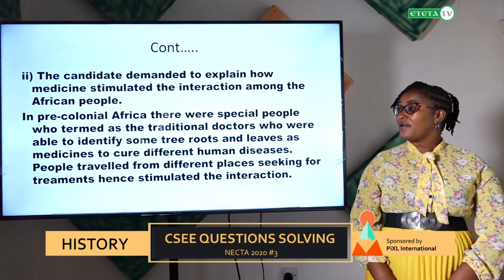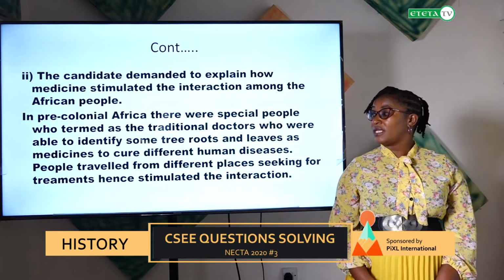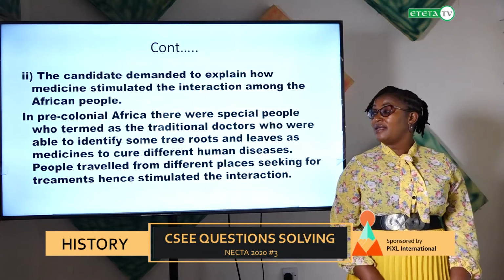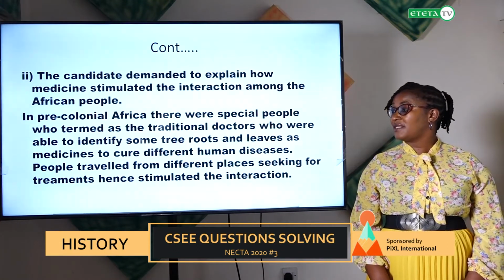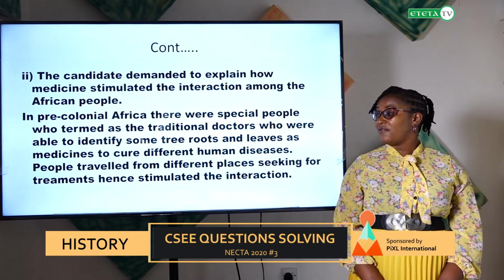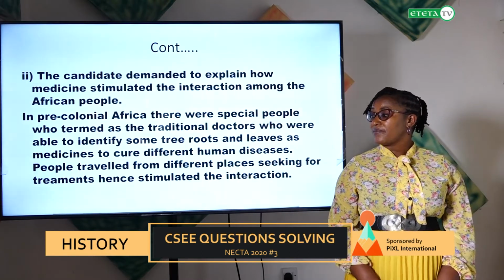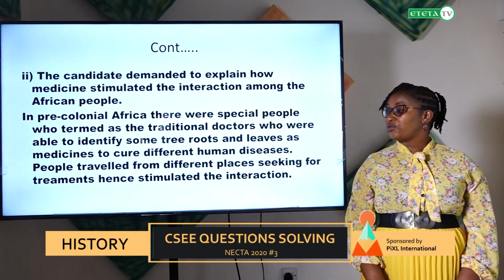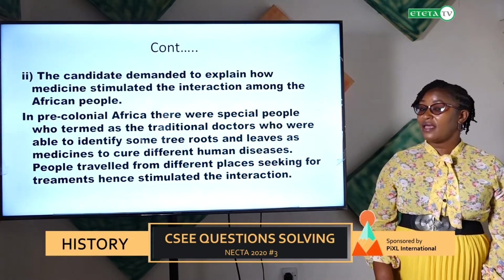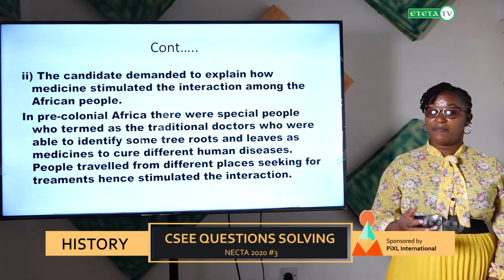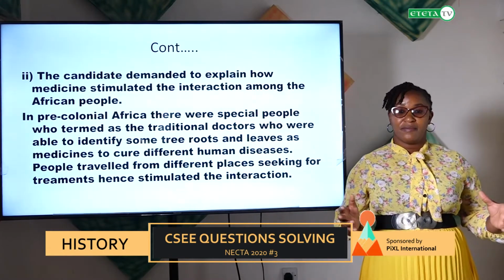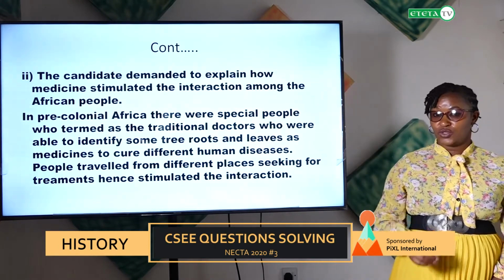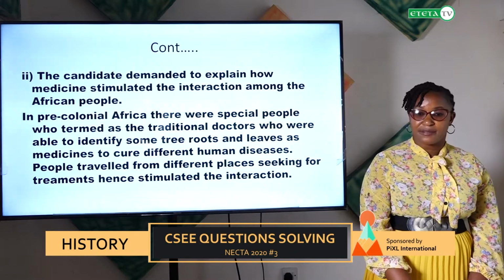In pre-colonial Africa, there were special people termed traditional doctors, who were able to identify some tree roots and leaves as medicine to cure different human diseases. People traveled from different places seeking treatment, hence stimulating interaction, because many people met at the same area seeking different medicines to cure their diseases.